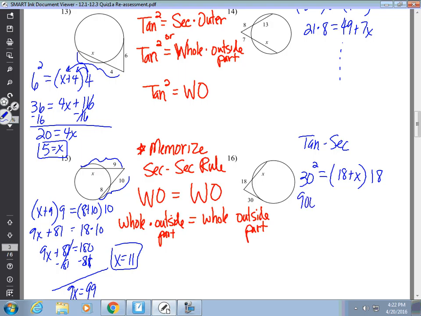So 900, and then you're going to have to distribute 18 times 18, or 18 squared, that's what, 324, I believe. Yeah. Plus 18x. Now you're solving for x. All right, so you got it from there. Go ahead and finish this to help you prepare for your test tomorrow.